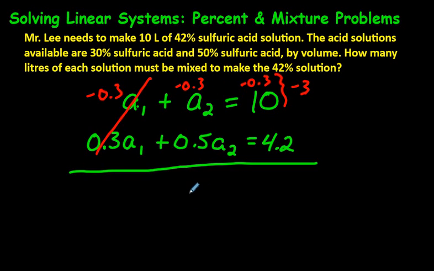And I'll put that in green pen of the second solution. 4.2 minus 3 is 1.2. And the last step is we want to get A2 all by itself, so just divide 1.2 divided by 0.2 right here, which is something you do in algebra.